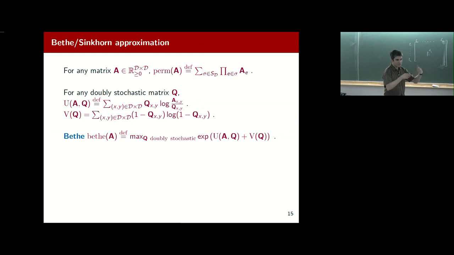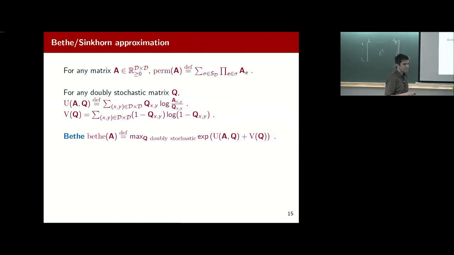The Bethe approximation is defined in general for more general things, but when you define it for a permanent, this is what you get. What is doubly stochastic? A doubly stochastic matrix is just a matrix where the rows and columns add up to 1. All entries are non-negative. So all the row sums and column sums are 1.